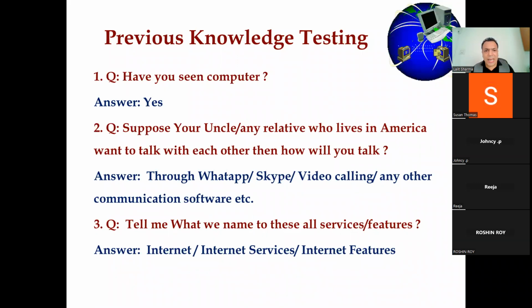Look here, suppose your uncle or any relative who lives in America wants to talk with you, then how will they talk? Let's see what answer the students give. Okay, students will give different answers. Some will say through WhatsApp, some will say Skype, some will say any video calling, any communication software. Different answers you will get. Okay, guys. Then immediately your question should be, tell me what we name all these services. Naturally, guys, they will say internet services or internet features.